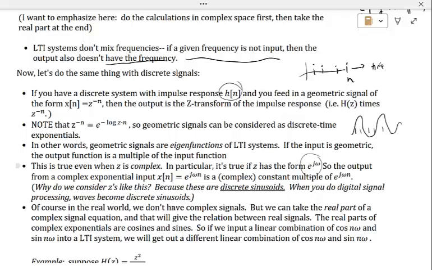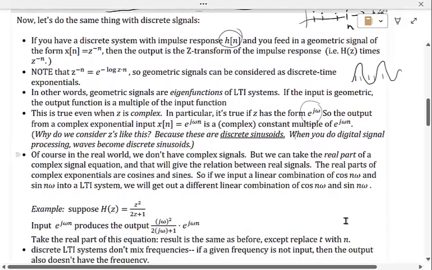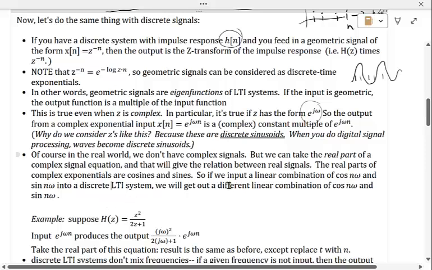Now, here's the same conclusion as before. In the real world, we don't have complex signals, but we can take the real part of a complex signal equation. This gives us a relation between real signals. I'm just saying the same thing that I said before, but now in the discrete world. The real parts of complex exponentials are cosines and sines, so if we input a linear combination of cosine n omega and sine n omega into a discrete LTI system, we will get out a different linear combination of cosine n omega and sine n omega.